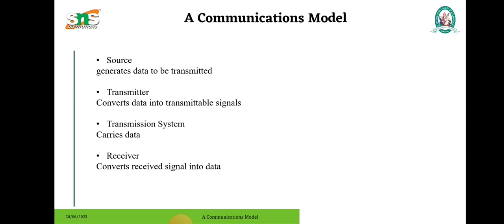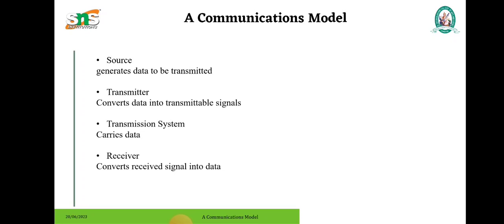So the communication model consists of a source. The source is the device by which the data to be transmitted is generated. Example: telephones, computers, laptops, etc. The second one is the transmitter. The data generated by the source system is not directly transmitted in the form it's generated. The transmitter transforms and encodes the data in such a form as to produce electromagnetic waves or signals.